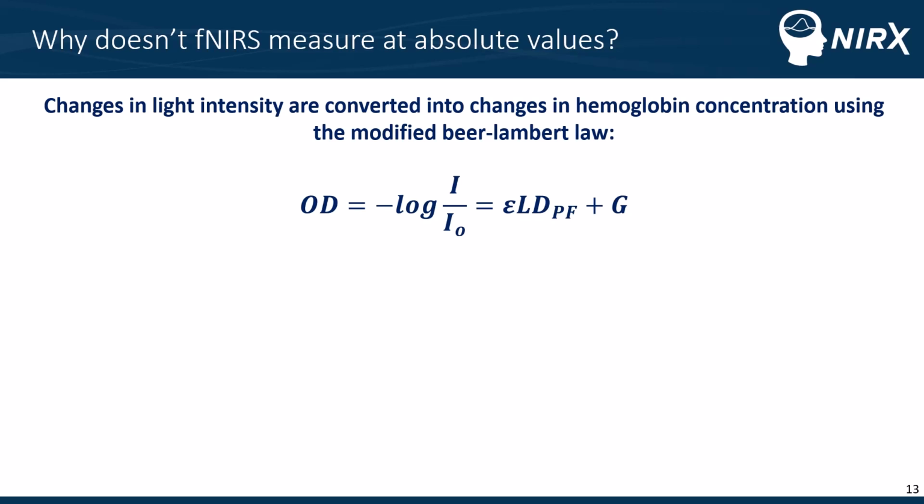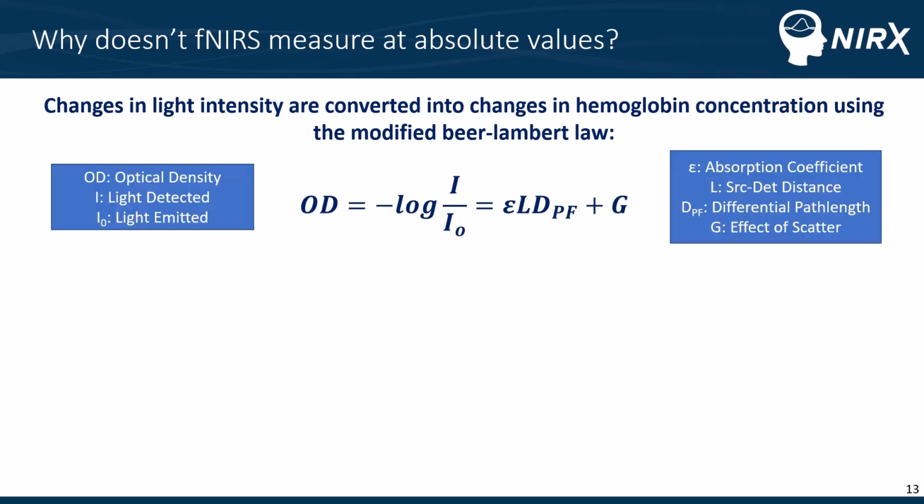Okay, well, why is that? Changes in light intensity are converted into changes in hemoglobin values using the modified Beer-Lambert law. So we take our light intensity and we plug it into this equation to then determine the changes in concentration in oxy and deoxyhemoglobin, to give us meaningful physiological information out of those raw changes in light intensity. So this is the modified Beer-Lambert law. I've got everything defined here in this equation.